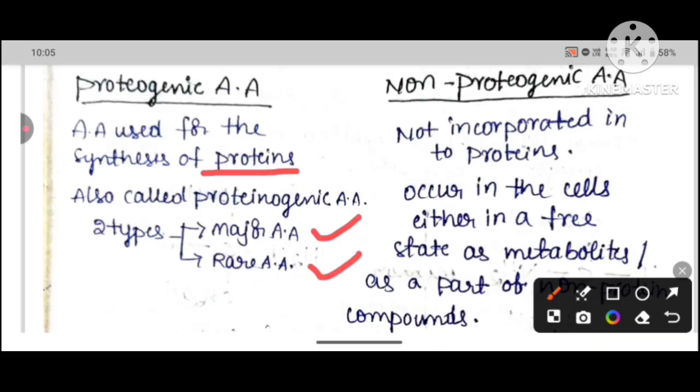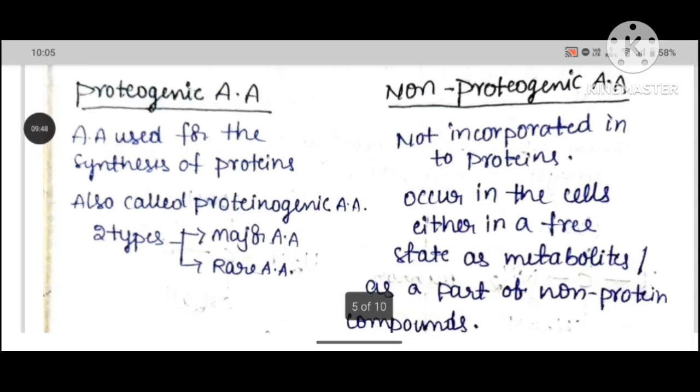Major amino acids are basically 20 in number and rare amino acids are 5 in number. So a total of 25 proteogenic amino acids are present. Among them, 20 are major amino acids and 5 are rare amino acids. We have already discussed these proteogenic amino acids in our previous lecture. You can check out that video.